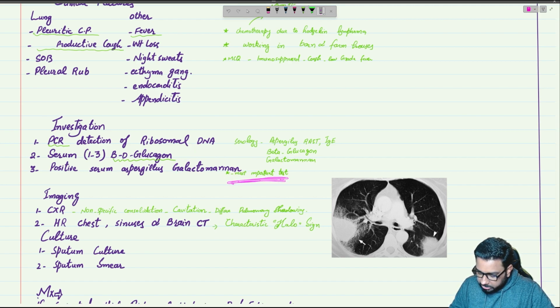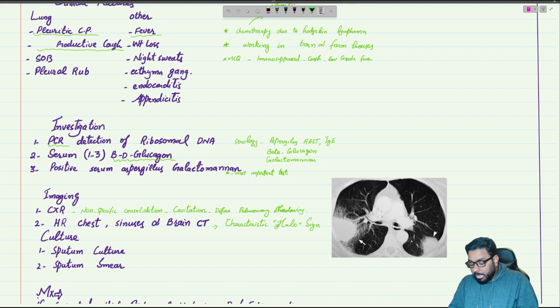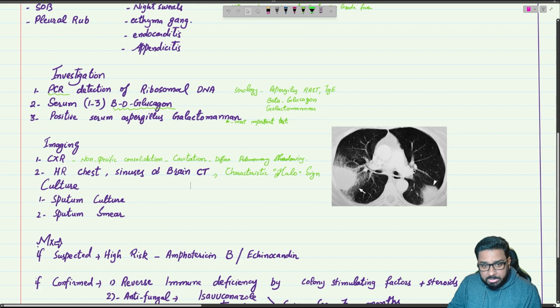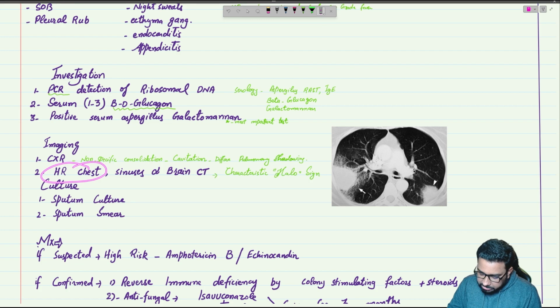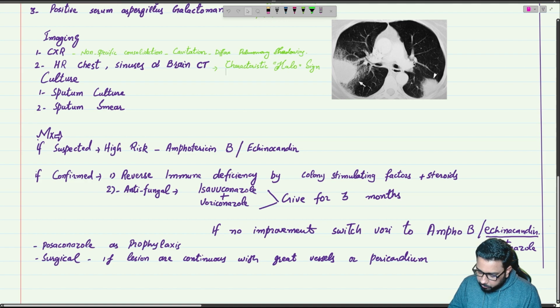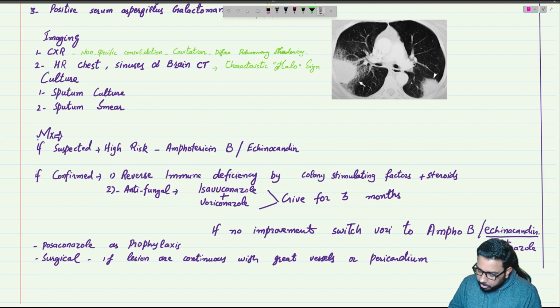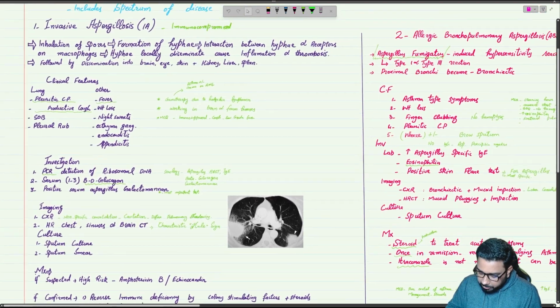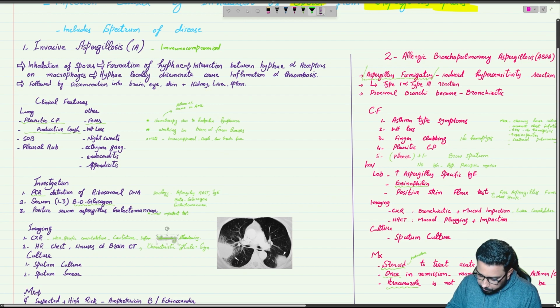Now the MCQ can be: what is the most important investigation, which is Aspergillus galactomannan. This is the most important test. But other tests we can do are Aspergillus RAST, beta glucan, and IgE. In imaging, the most important sign is the halo sign. CT is obviously the gold standard, and the treatment we can do is steroid and antifungal, because the combination is usually not very specific.